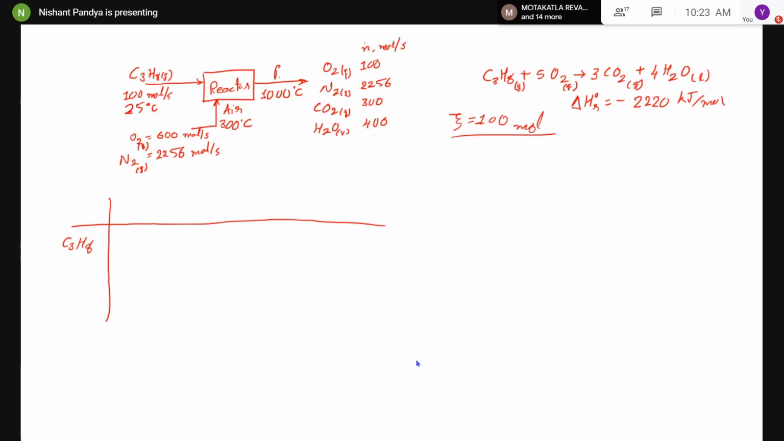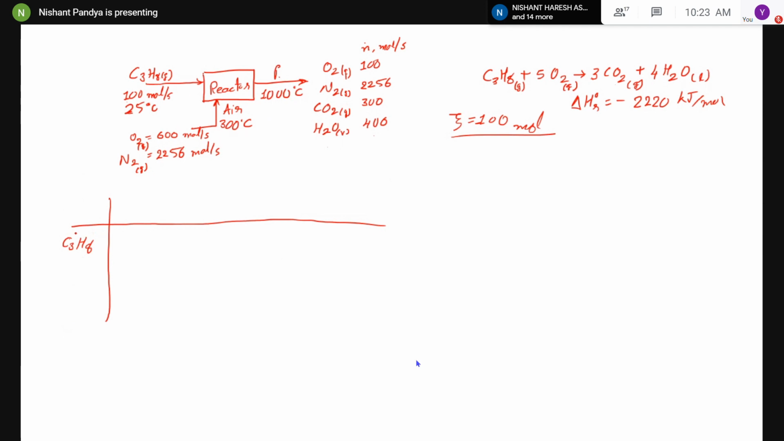Okay, so once you have done this much, now you have to prepare the inlet-outlet enthalpy table. For that, make a list of all the components, and we'll take the list of components which are present in the reactor, I mean in each of the streams.